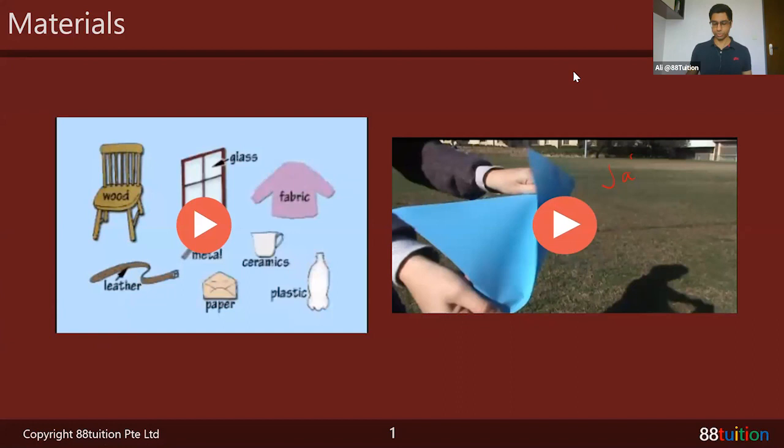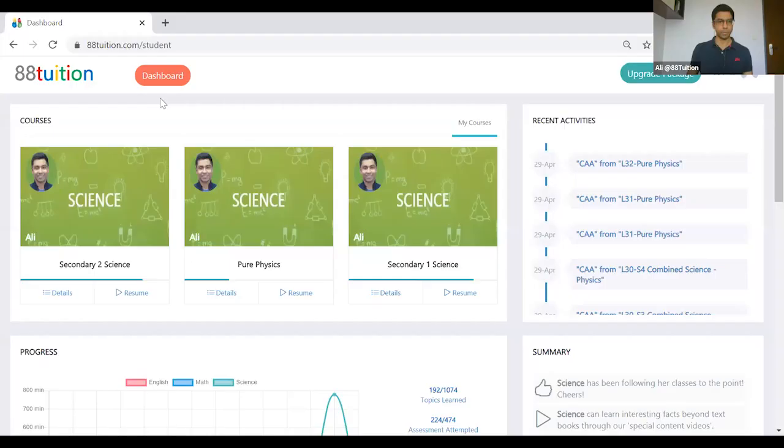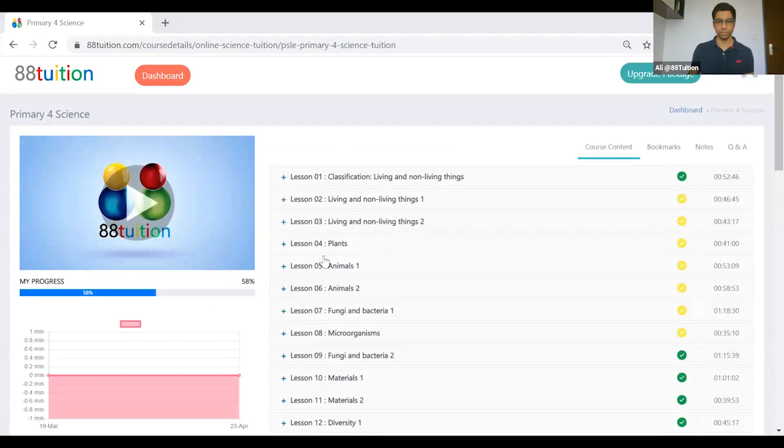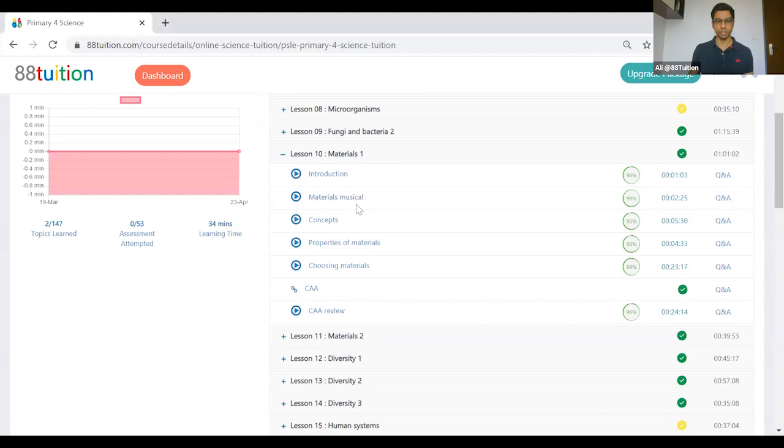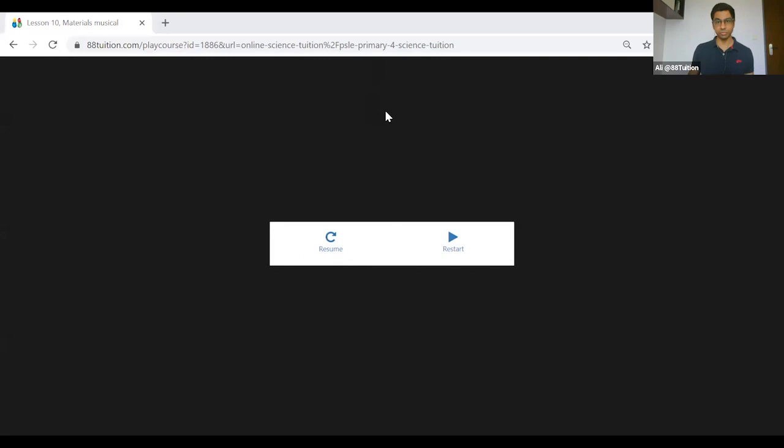So let's go to the website. This is the website. All of you can see the website, right? And then we move to primary 3 or primary 4 science, both of which will have the videos. Go to details. Now you can see lesson 7, lesson 8, lesson 9, lesson 10, lesson 11. Where will she find the video? There's one video here. Let's play it. If you can't hear the video, tell me, but you should be able to hear the video.